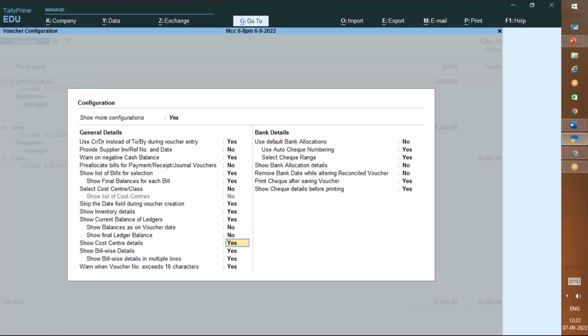Here also you have show cost center details, F12. There if it is yes, here automatically it will get yes. Ma'am, is it F11 or F12? Both. In F11 also you have cost center activation. You have to do there yes first and then here. Show cost center details. Okay, ma'am.